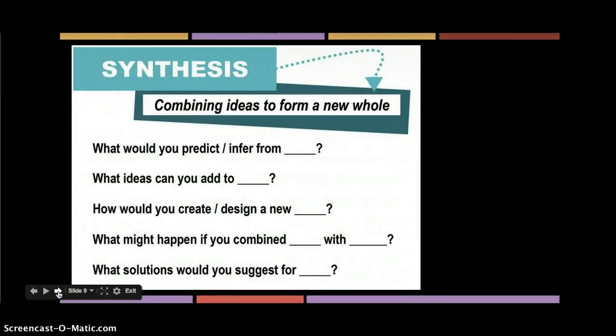Synthesis. I always like synthesizing. That means you're putting two things that are very different together and you're making it one. How do you guess what is happening by the two ideas being made as one? What solutions would you suggest for A and B to equal what? C?